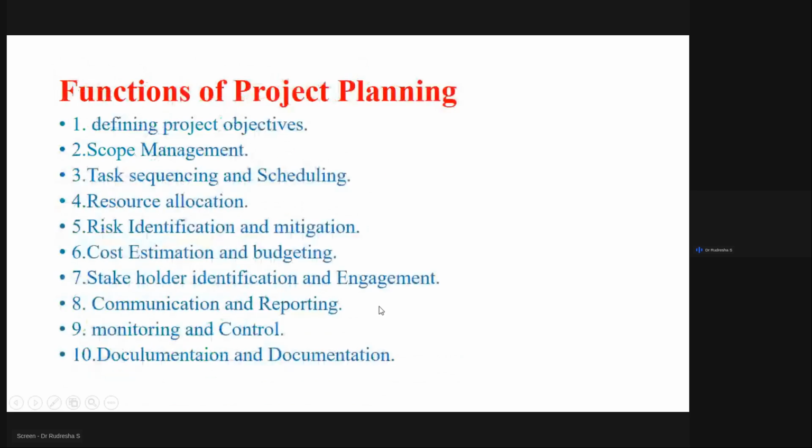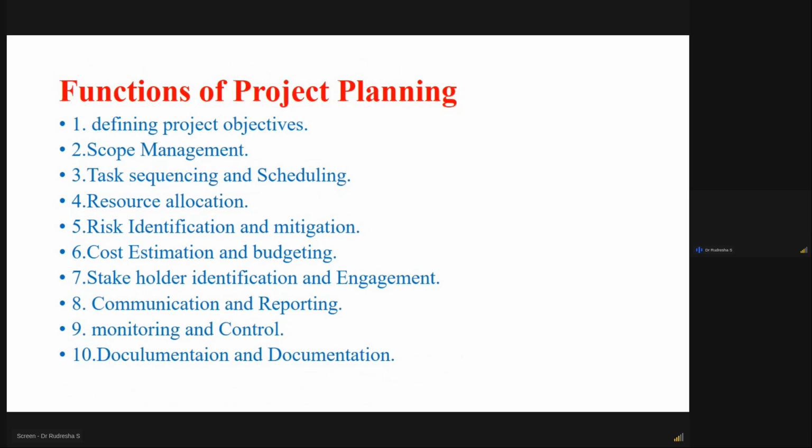Next, functions of project planning. What are the main functions of project planning? Defining the project objectives, scope management, task sequencing and scheduling, resource allocation, risk identification and mitigation, cost estimation and budgeting, stakeholder identification and engagement, communication and reporting, monitoring and control, documentation.